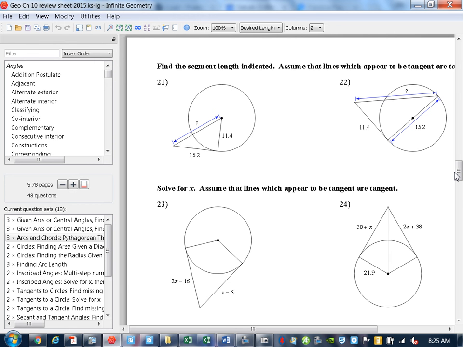Yep, so the long one's always the one across from the right angle. That would be an important thing to remember. Knowing which one's the hypotenuse is usually an important thing to do.